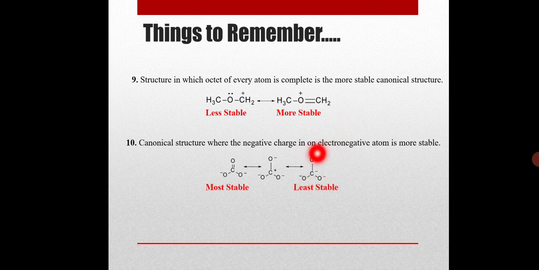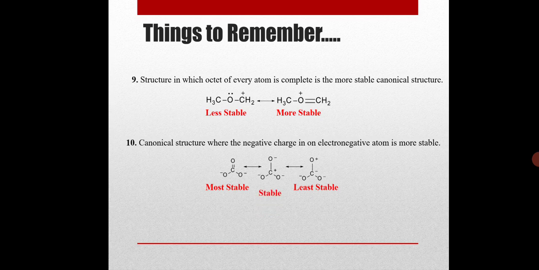but still this resonance structure is the least stable, because oxygen, which is more electronegative, is having positive charge, and carbon, which is less electronegative, is having negative charge. Whereas in this resonance structure, all the oxygens are having negative charge. Oxygen is more electronegative, so it is having negative charge. So this structure is comparatively more stable than this structure.